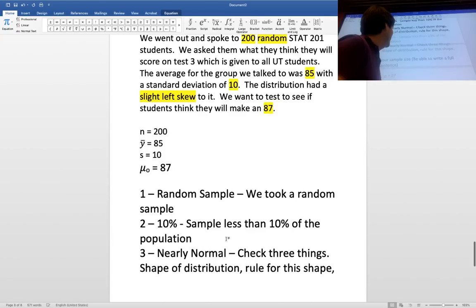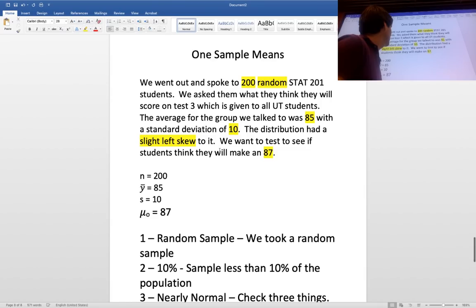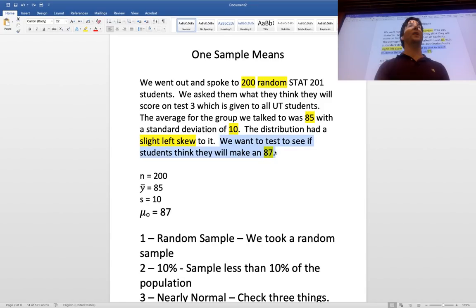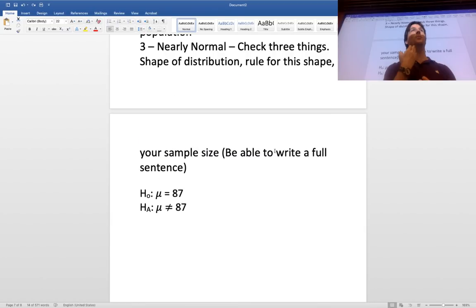Because the only thing I asked is, we want to see if students think they will make an 87. So if I don't give a nature of that to say, do students think they'll make more than an 87, less than an 87, higher than an 87, there is no sidedness. So this is a two-sided test. And as we've been saying repeatedly, when we do the alternative, what is the only thing we change?